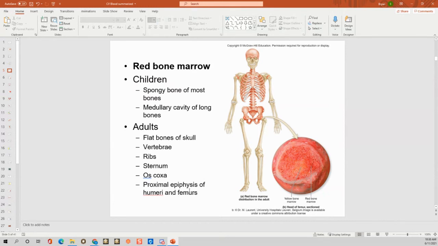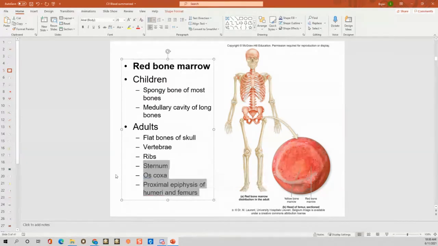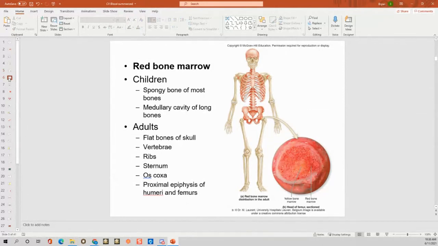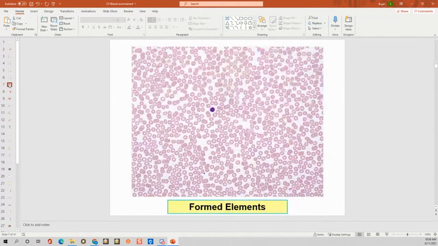This is also important if they have damage to any of these portions of bones. Think about it, right? If you don't have appropriately functional red bone marrow, then you're not going to be producing the proper amount of blood cells. So pretty cool to think about as a potential disease. All right.